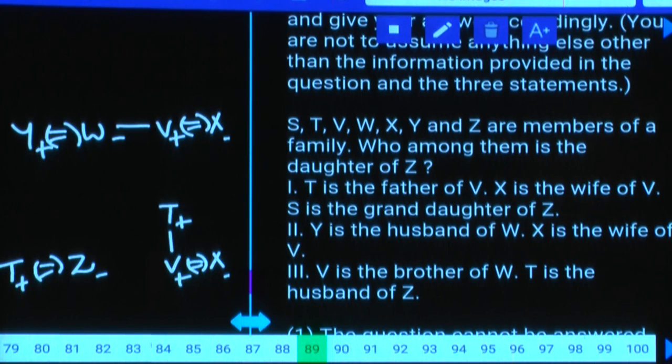S is the granddaughter of Z. As S is the granddaughter of Z, Z is here, and S is the granddaughter of Z. Now this is about condition number 1. Then if you combine the second one along with this, Y is the husband of W, now we are combining condition number 1 and condition number 2. Y is the husband of W, X is the wife of V. Here also there is no information. Hence 1 and 2 is also not sufficient.